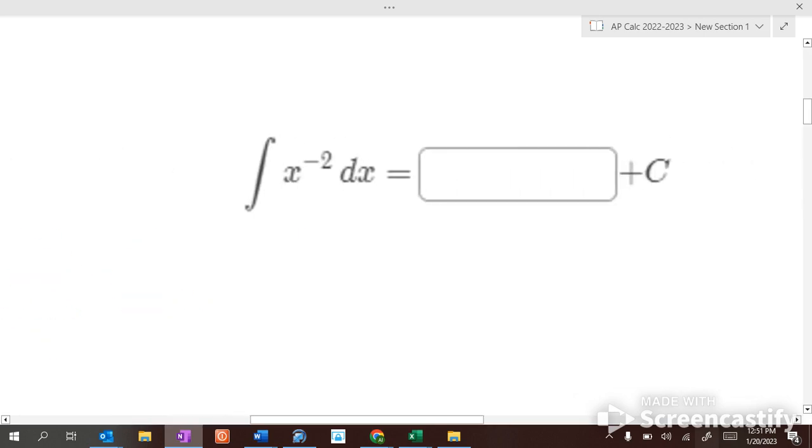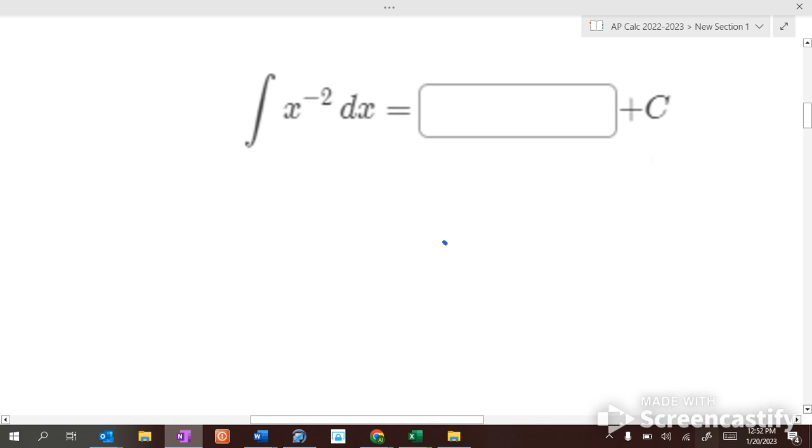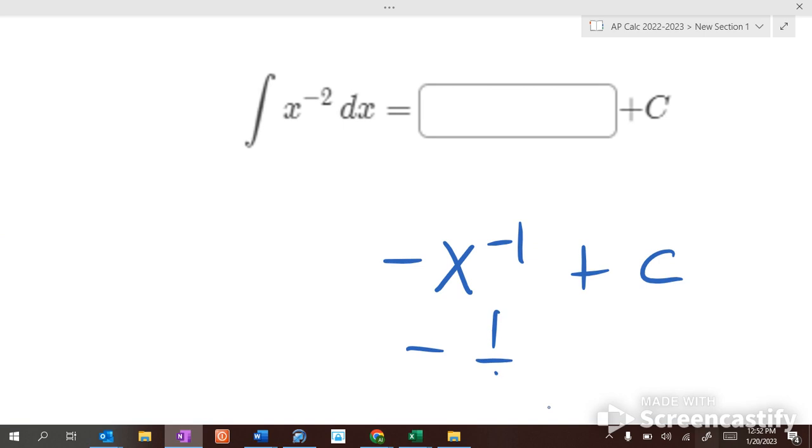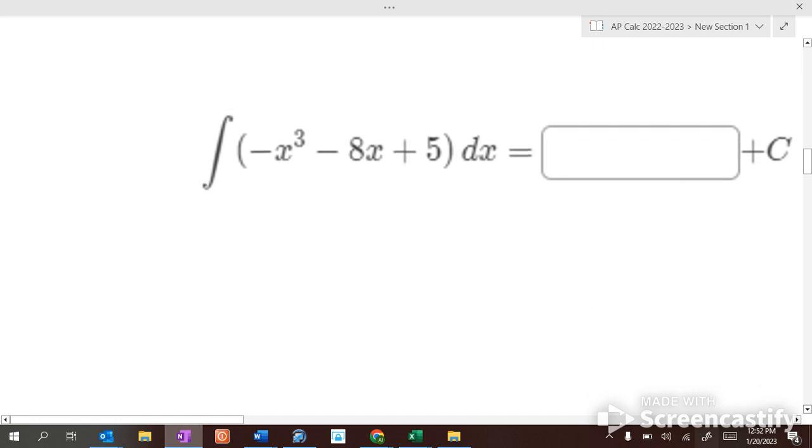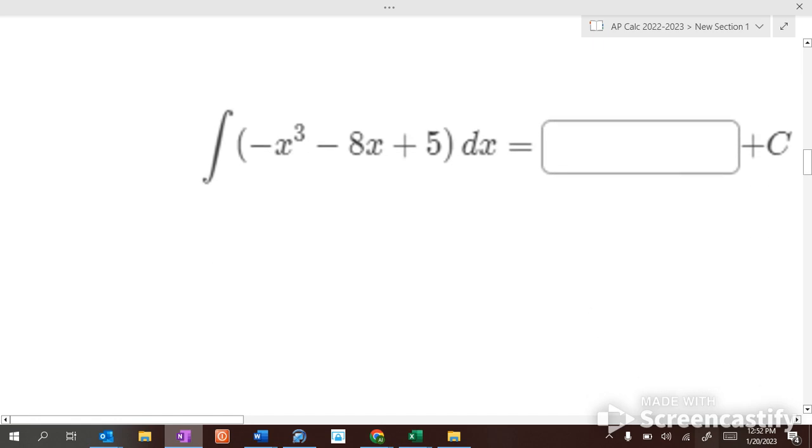Okay? It's a -2. x to the -1st. So it'd be negative x to the -1st, or -1 over x plus c. Without an exponent. Okay. So if I have a trinomial, what would the whole trinomial be?